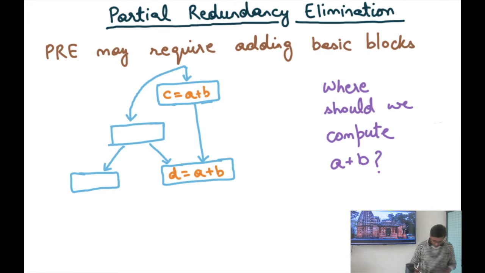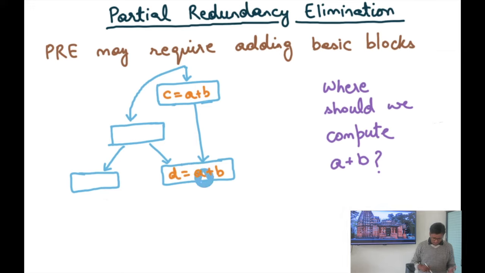Now, here is an example that shows that PRE may require adding basic blocks. So for example, you have C equals A plus B, and then from somewhere above in the program there is another basic block, and there is some computation here, and then there is a meet point where I say D equals A plus B. So now once again A plus B is being partially computed on some of the program paths. For example, on this particular program path A plus B is being computed, but if I look at this particular program path, A plus B is not redundant.